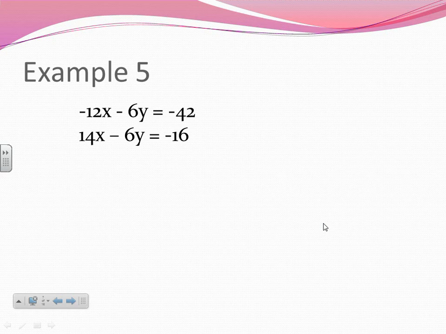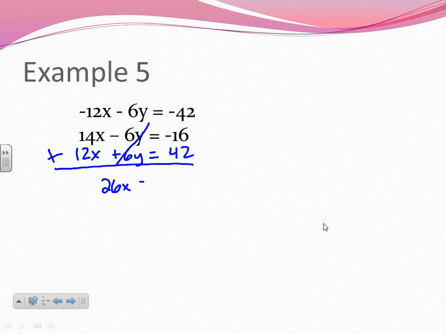Okay. The second type is you don't have opposites, but all you need to do is change all the signs in one of the equations. So I would pick the top one. If we change the 12x to a positive 12x, and change the negative 6y to a positive 6y, then you have opposites. And if you change your negative 42 to a positive 42, those will cancel. That will give you 26x. Negative 16 and 42 gives you 26. So x would equal 1. Then you could figure out your y by plugging in. Okay, any questions about that?